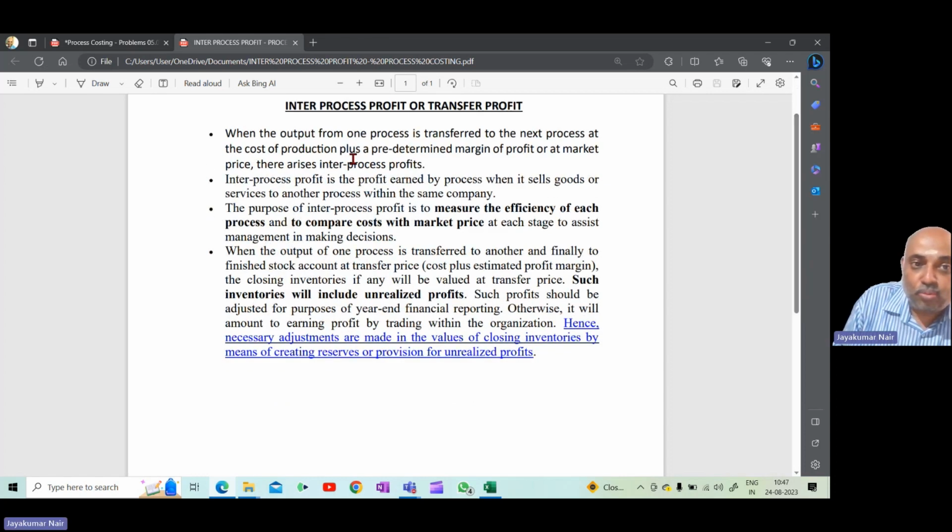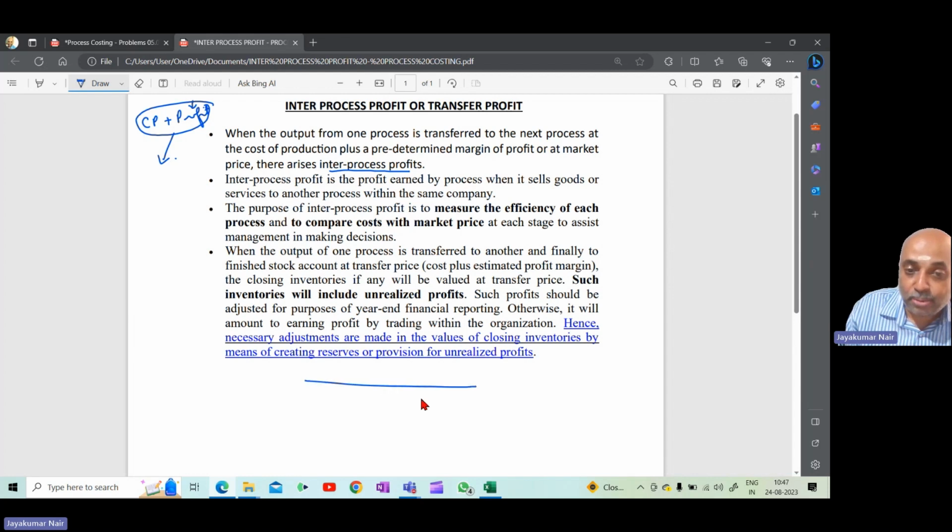When the output from one process is transferred to the next process at the cost of production plus a predetermined margin of profit, that is, cost price plus some amount of profit is added, and this is transferred to the next process, or at market price, there arises inter-process profit. So the profit which is added is called the inter-process profit.